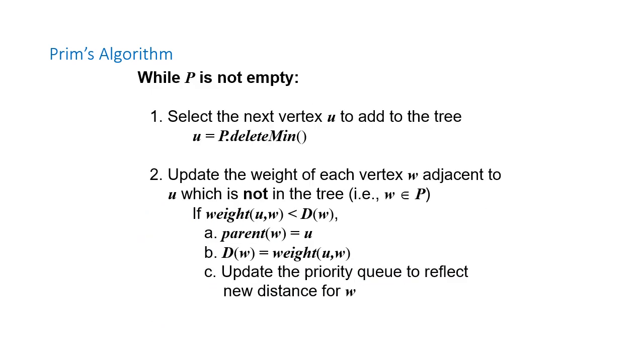So while we know that the root is not empty, we select the next vertex and we start adding things. Remember, before in the slide we had infinity. We now don't treat it as infinity anymore. We update the weight of each vertex W adjacent to U, where U in our case is the root node, or A.